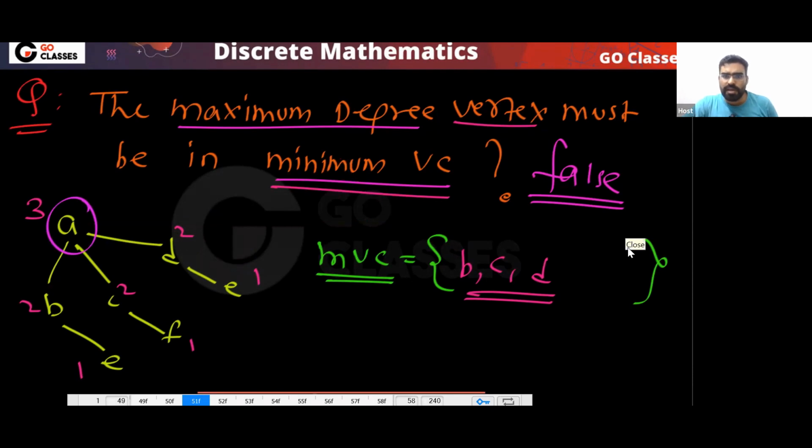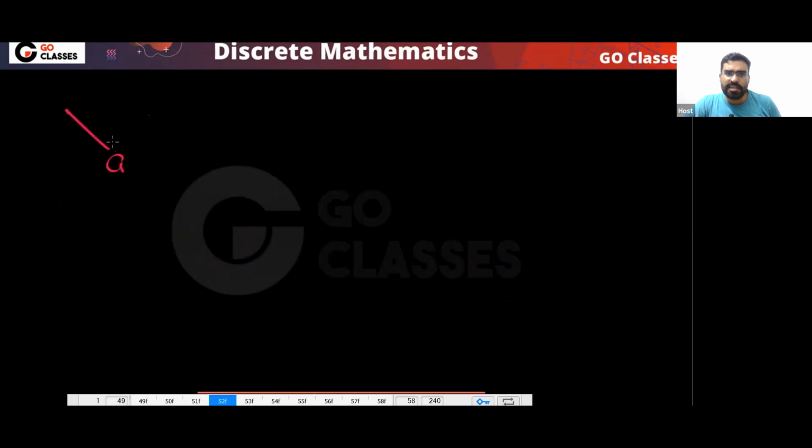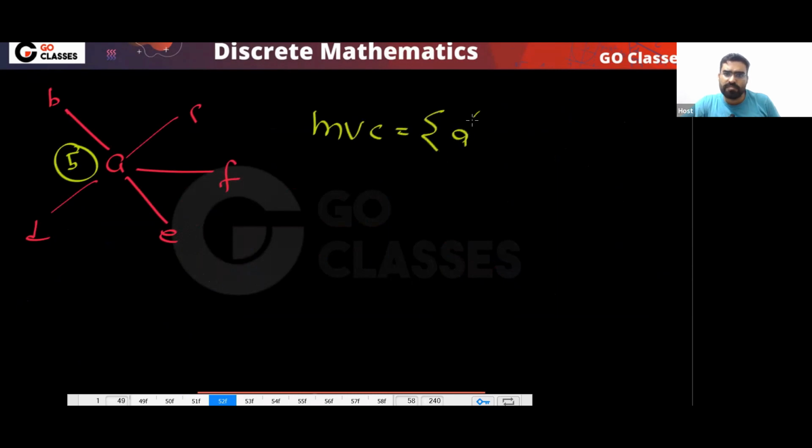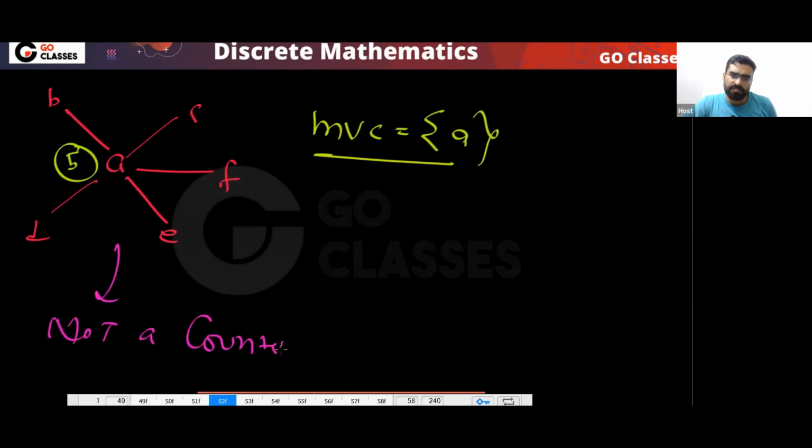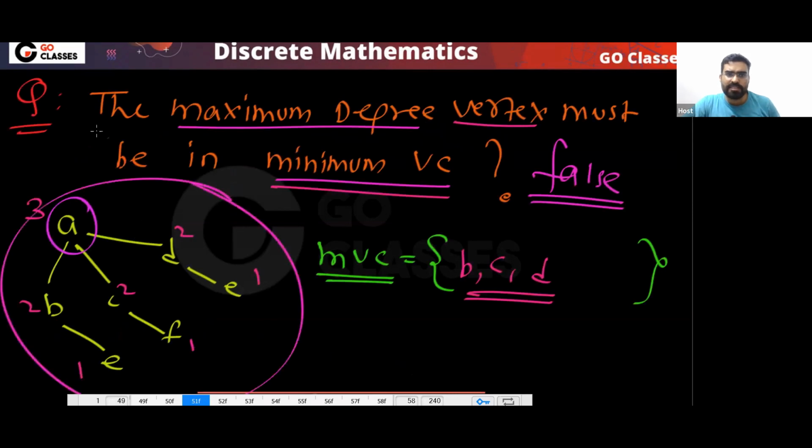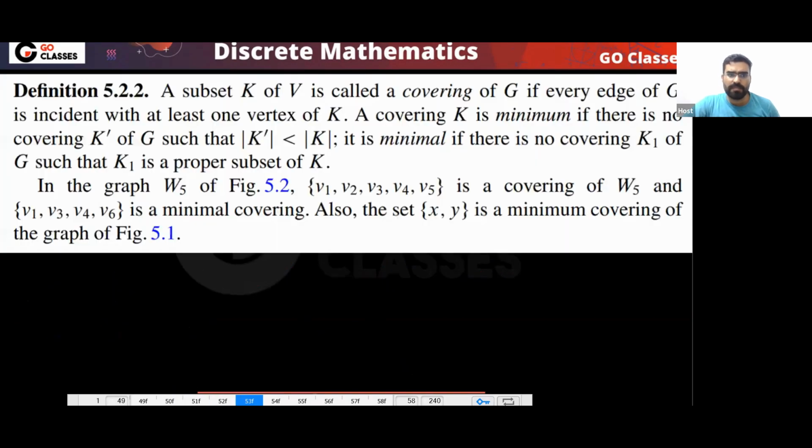Is this clear to everyone? A star graph is not a counter example. Don't say that a star graph is a counter example, because in a star graph, with A, B, C, D, E, F, this vertex has degree 5, and the minimum vertex cover is also this. So this is not a counter example. Actually, you can very easily create a counter example like this. Make a maximum degree vertex, and then just make sure that you don't take this in the minimum vertex cover. Very simply, you can do this.